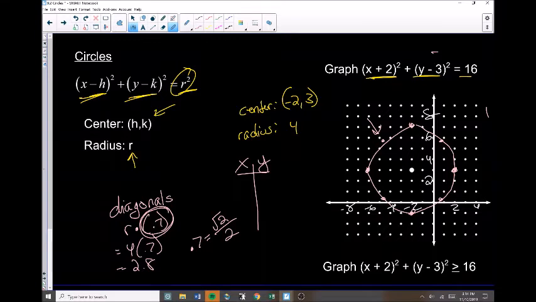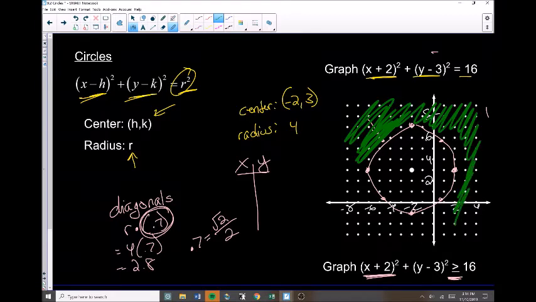If I wanted to graph all the points that were further away than 4, if the radius was greater than 4, I'd be shading everything out here. Everything out here has a distance of more than 4 units from the circle. So that would be a greater than. A less than would be shaded inside, a greater than shades outside.